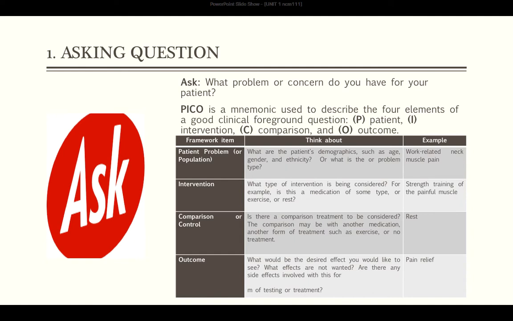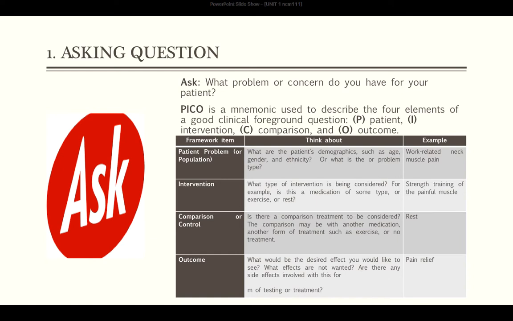So, what to think about when you are dealing with the patient problem or the population? What are the patient's demographics? Ilang taon yung pasyente? Taga saan yung pasyente? Baka kasi yung taon niya ay may kinalaman doon sa problema. Baka yung kanyang location ay may kinalaman doon sa kanyang problema. Baka yung kanyang lahi, yung kanyang religion ay may kinalaman doon sa problema. Baka risk factor kasi yung mga ganitong line up para doon sa pasyente.